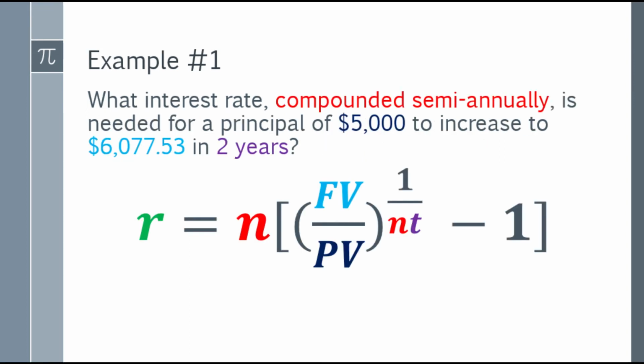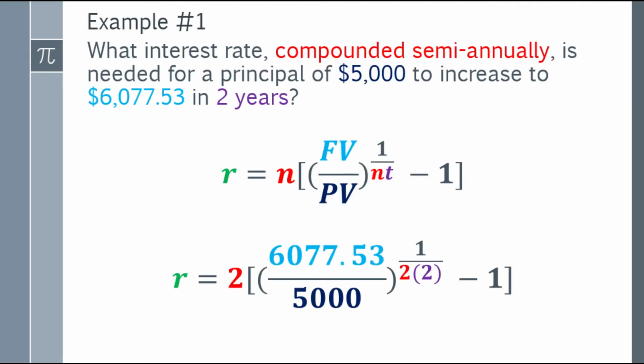So, first step natin, lagyan na agad natin yung formula. Second step, substitute natin yung mga values. So, R is equal to 2 times the quantity. Bakit 2? Kasi semi-annually. So, fraction na tayo. Future value over mo ng present value. 6,077.53 divide mo ng 5,000. Next one, yung exponent naman. That's 1 over NT. Ang N natin is 2 kasi semi-annually. At ang time natin is also 2 kasi 2 years. So that will be 1 over 2 times 2. At yung minus 1.